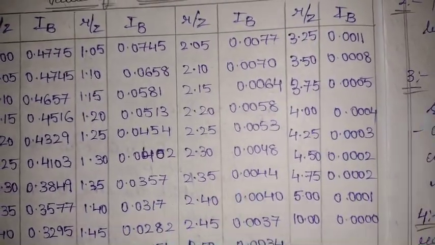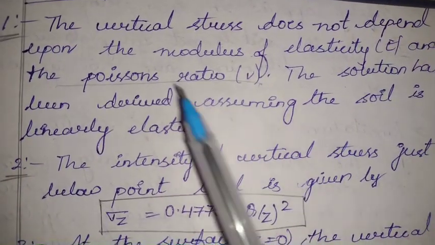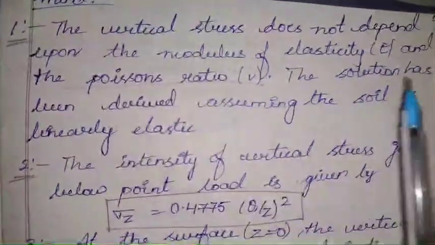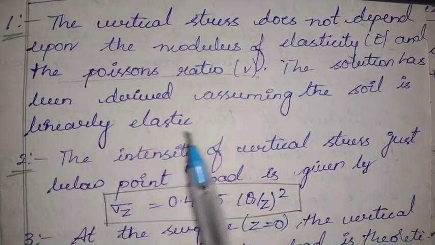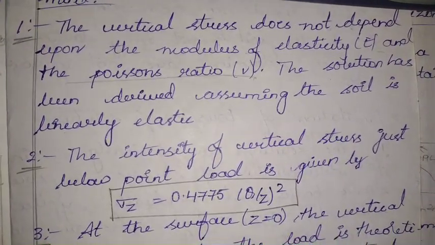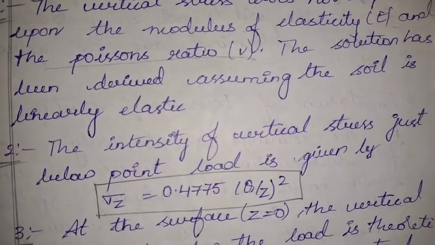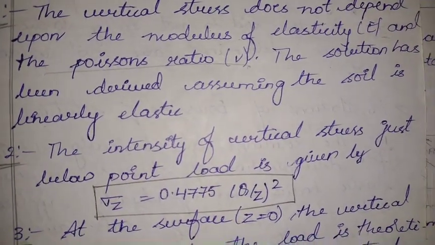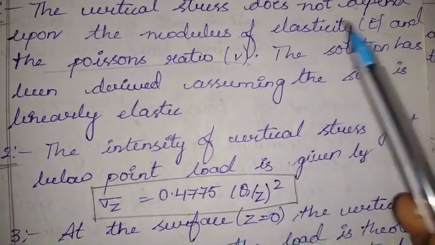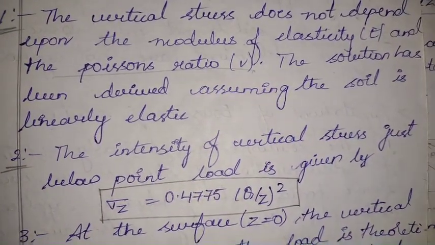Coming to the important points that I told you we'll discuss in this video, they are as follows. The vertical stress does not depend upon the modulus of elasticity and the Poisson's ratio. The solution has been derived assuming the soil is linearly elastic. That is, whatever the modulus of elasticity is, we are taking it as constant, and the Poisson's ratio is also constant. That is, the material is linearly elastic. So depending upon this assumption, we can say that it does not depend upon the E and nu values, the modulus of elasticity and Poisson's ratio. It is independent of those values.